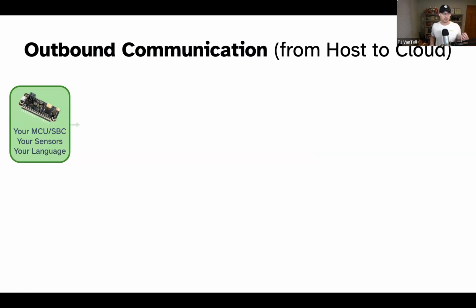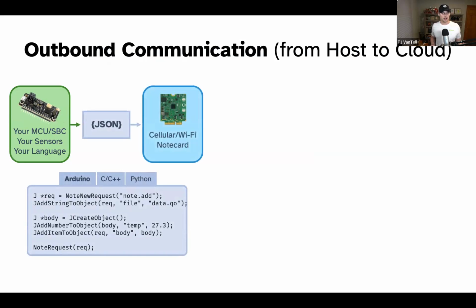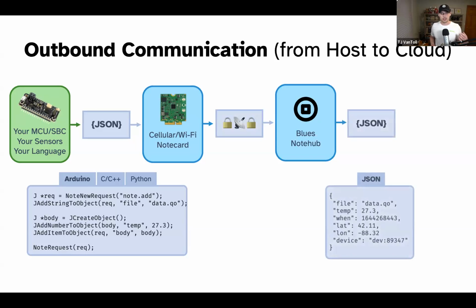Regardless of what host you're using, you need to get JSON ready to send to the Notecard. And this is where you can either just work with raw JSON or use one of our firmware libraries. You send that JSON to the Notecard. The Notecard then can securely transfer that data over cellular, Wi-Fi, or LoRa to our Notehub cloud service. And then the data can be transferred via JSON to whatever your end destination is or wherever you want your data to live. And that could be really any cloud.